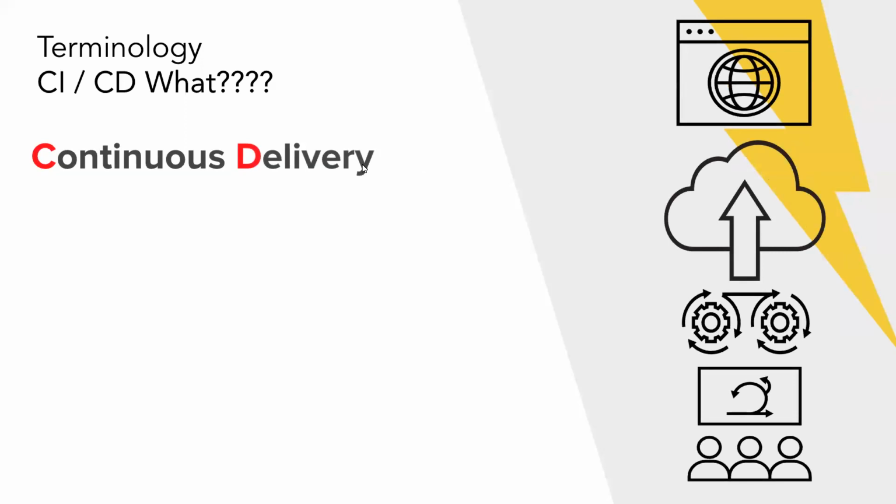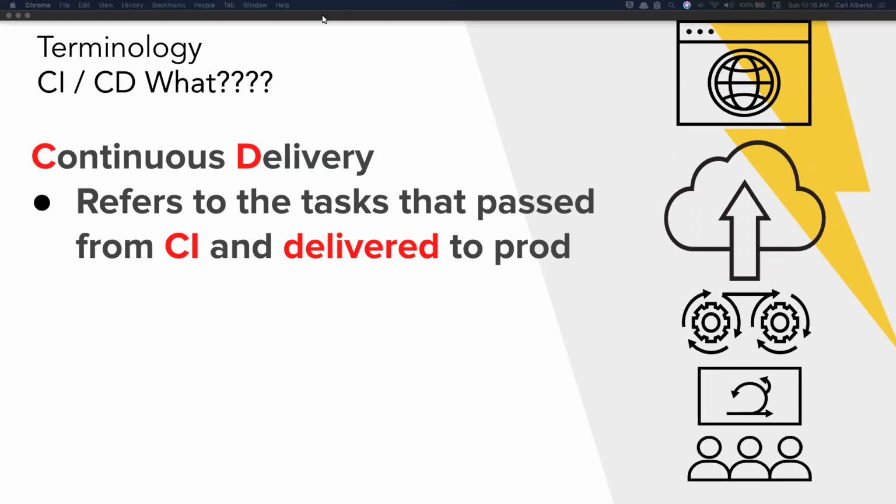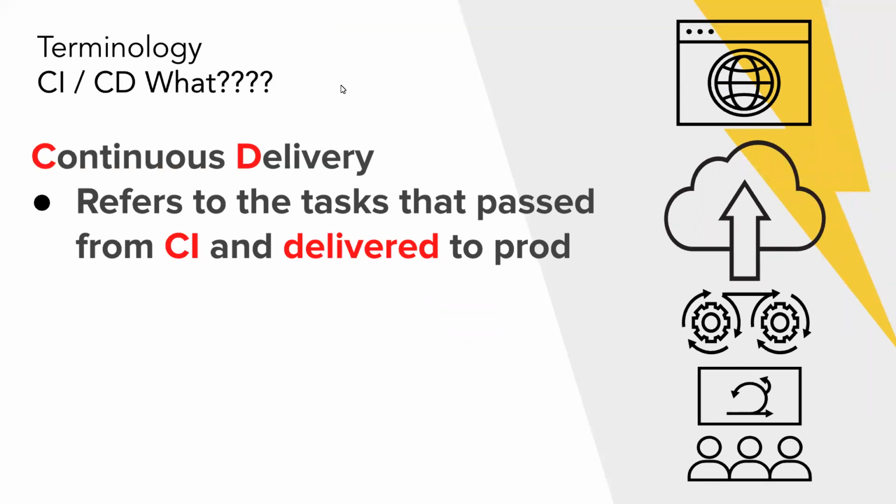And what is continuous delivery? It refers to the tasks that passed from CI. So from your continuous integration while your team is working, when it passes everything, those tasks that passed will be delivered to your production without any downtime. So it's like a cycle that you could make sure that all of your code goes into your production without interfering with the live site.